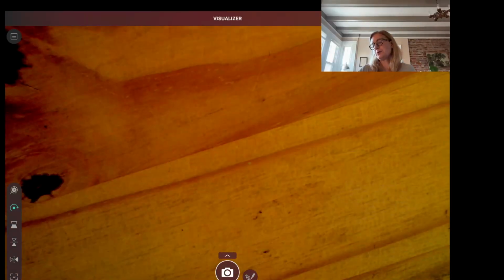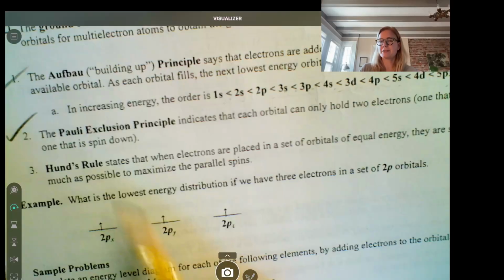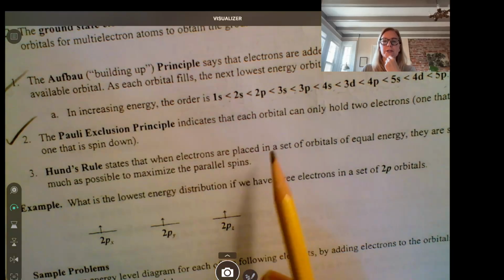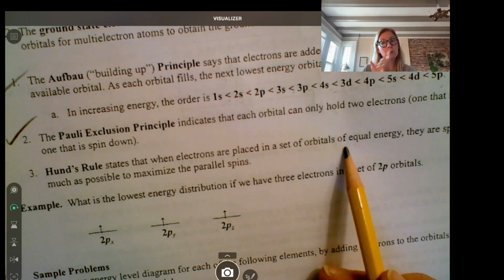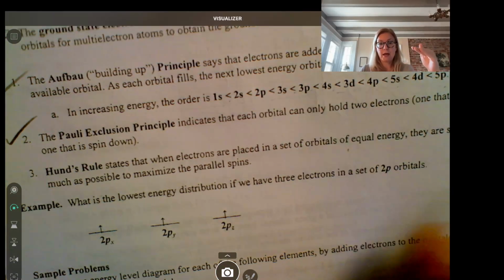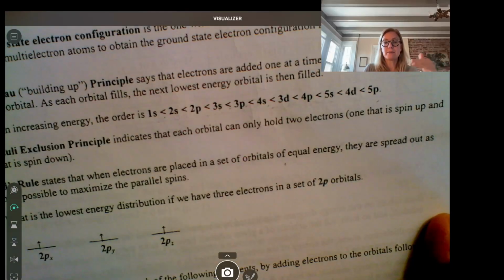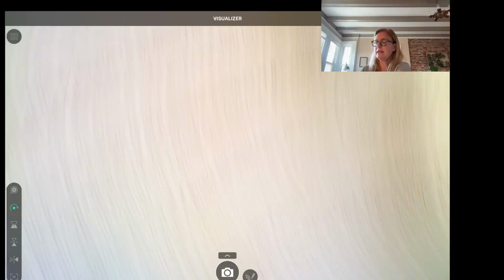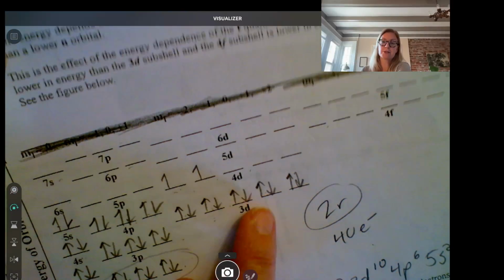Then we got Hund's rule. Hund's rule is basically the one saying that you need to put 1 electron in each orbital before you double up, okay? So when electrons are placed in a set of orbitals of equal energy, in one row, they are spread out as much as possible, okay? So that's why you're going to put one in each orbital before you're forced to double up.